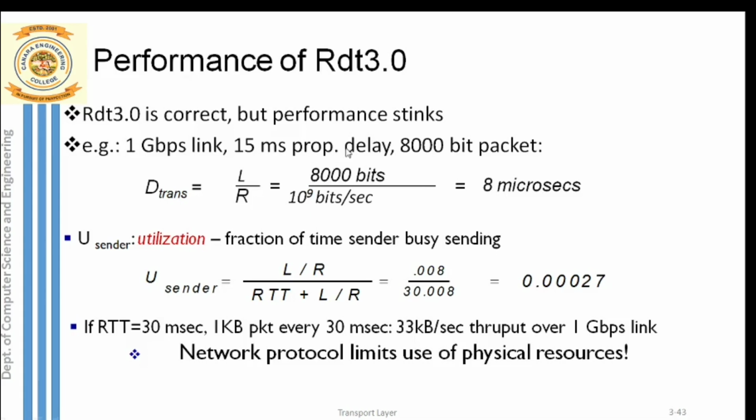Total 30 milliseconds of delay you have over the link. And here there is a packet whose size is 8000 bits. Packet size is 8000 bits, right? Okay, so with these three measures, we will start calculating the total transmission time of a packet.